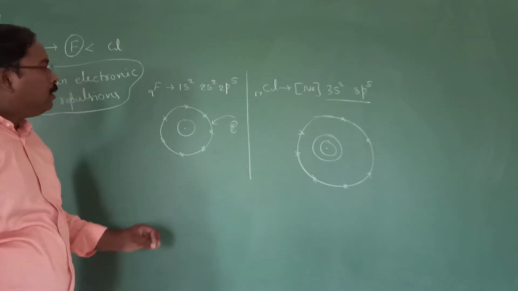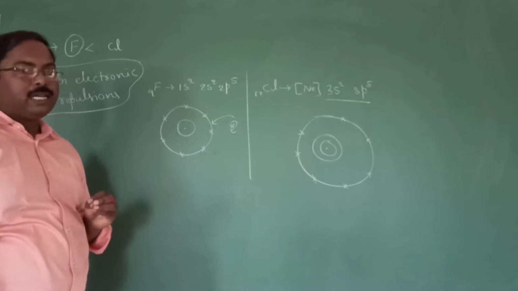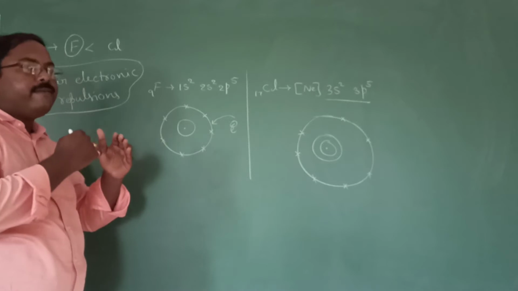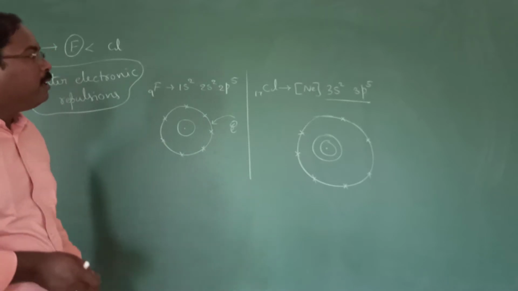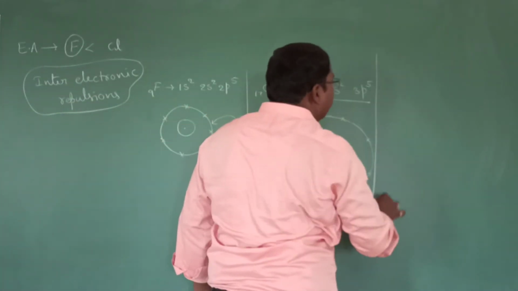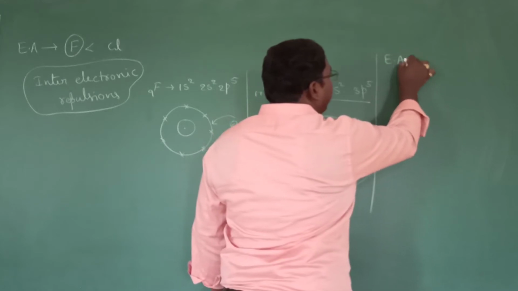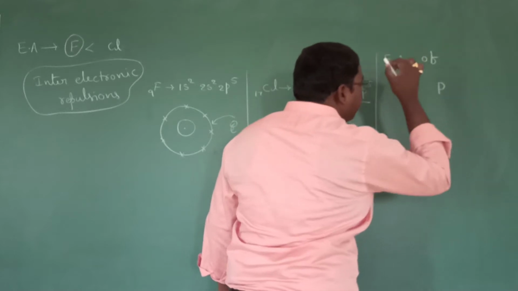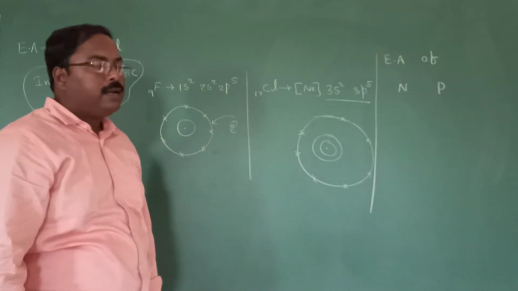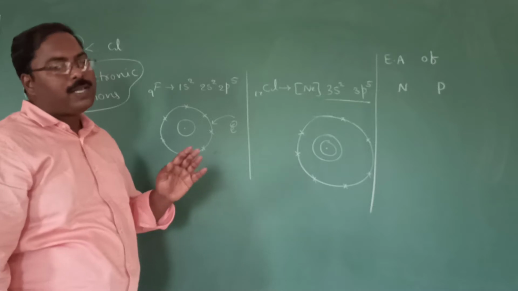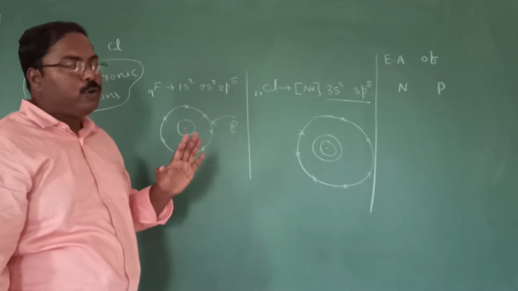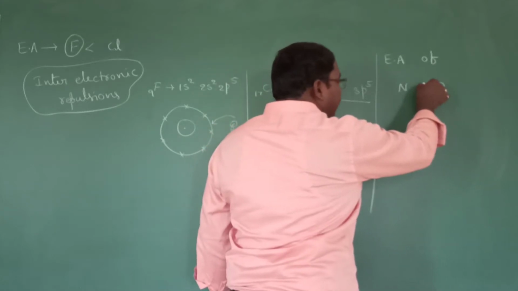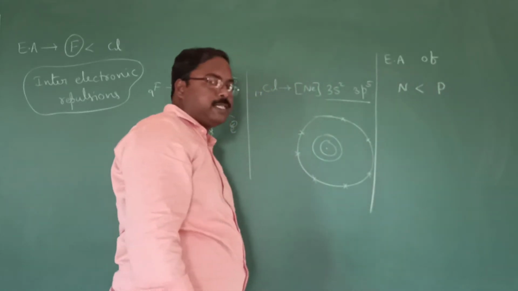Chlorine. Okay? Not only in the case of fluorine and chlorine, in all these second and third period elements, we will observe the same variation. Means the electron affinity of nitrogen and phosphorus, same concept. Nitrogen belongs to the second period, phosphorus belongs to the third period. Same group elements, but the electron affinity value of nitrogen is less than phosphorus.